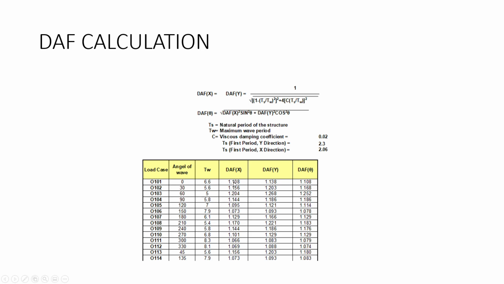So for each and every direction: if I am applying 0 direction, 0 is my X direction, so I will take 1.108, that is the DAF. And for 30 degrees, which is a combination of X and Y, I will take 1.168. This is the DAF for 30 degrees. And 60 degrees and 90 degrees come to Y, so I will take 1.186. This way we have to apply these factors to the wave load.